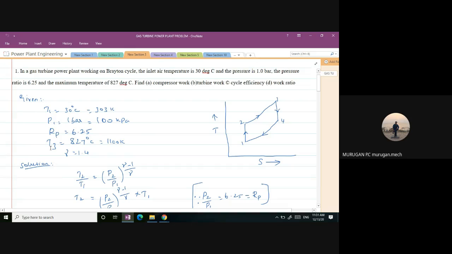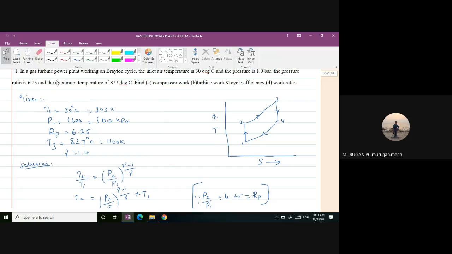So today we are going to see about the gas turbine power plant problem. This is the question. In a gas turbine power plant, which works on a Brayton cycle, the inlet air temperature is 30 degrees Celsius and the pressure is 1 bar. The pressure ratio is 6.25 and the maximum temperature is 827 degrees Celsius. So we have to find out the compressor work, turbine work, cycle efficiency, and the work ratio.